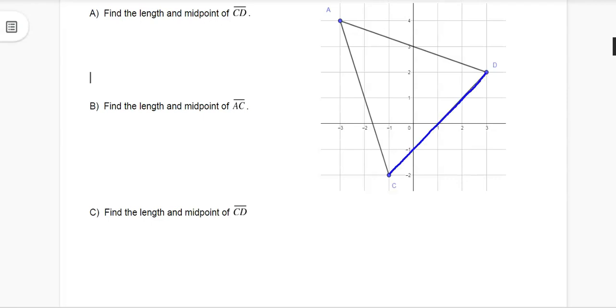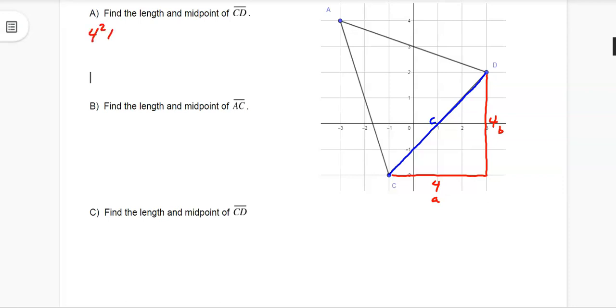And if I want to find the length of CD, for me, it's probably easiest to make a right triangle. I could use the distance formula, but I'd rather not. So my two legs are 4 and 4. Or if you want to use the traditional Pythagorean theorem, this is A and this is B, and we are trying to find the hypotenuse, which is C. So we set our equation up over here.